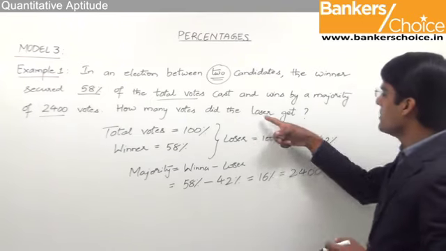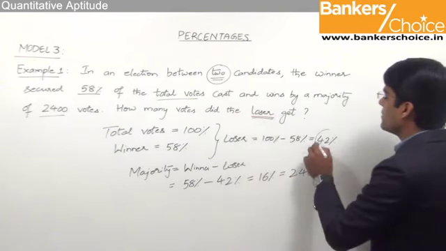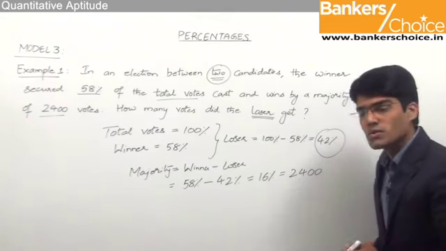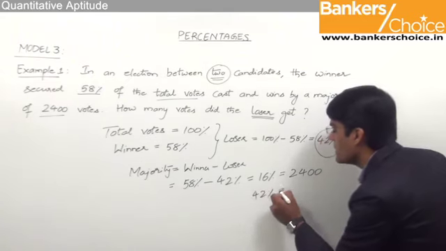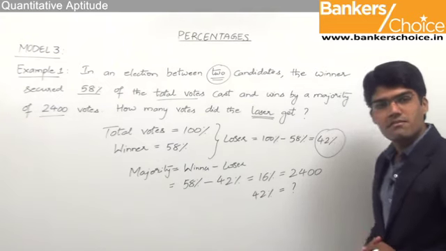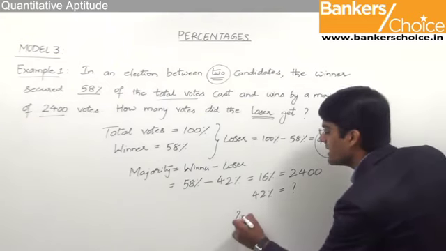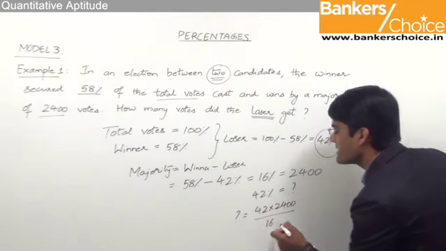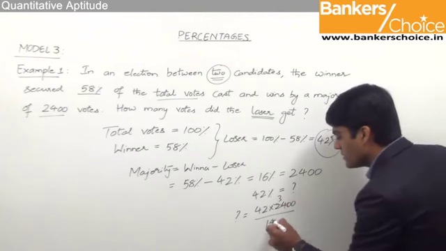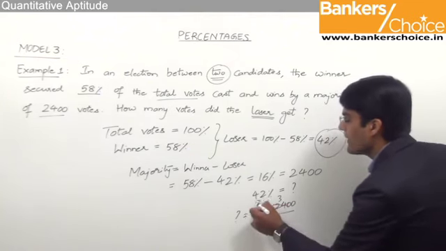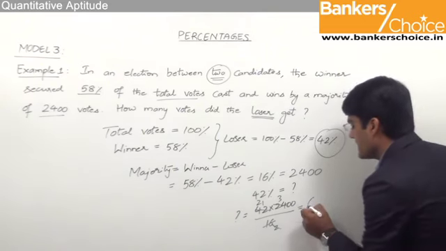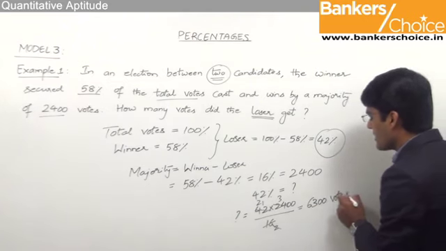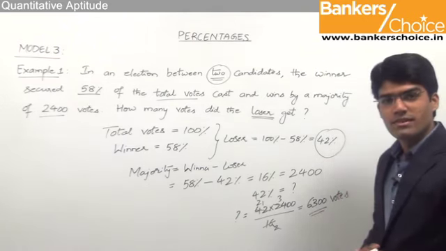So 16% is as good as 2,400 votes. And we are supposed to find out how many votes the loser got. We know that the loser has obtained 42% of the votes. So if 16% is equivalent to 2,400, 42% will be equivalent to what? By cross multiplication, we get the required answer: 42 into 2,400 divided by 16. This is 8 into 3, 8 into 2, and this goes 21 times. So 21 into 3 is 63 into 100, 6,300. So the loser has got 6,300 votes.